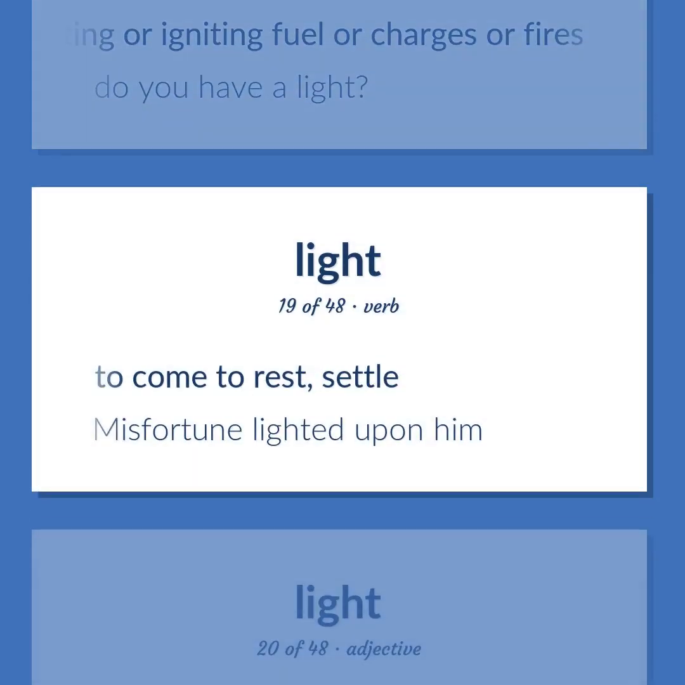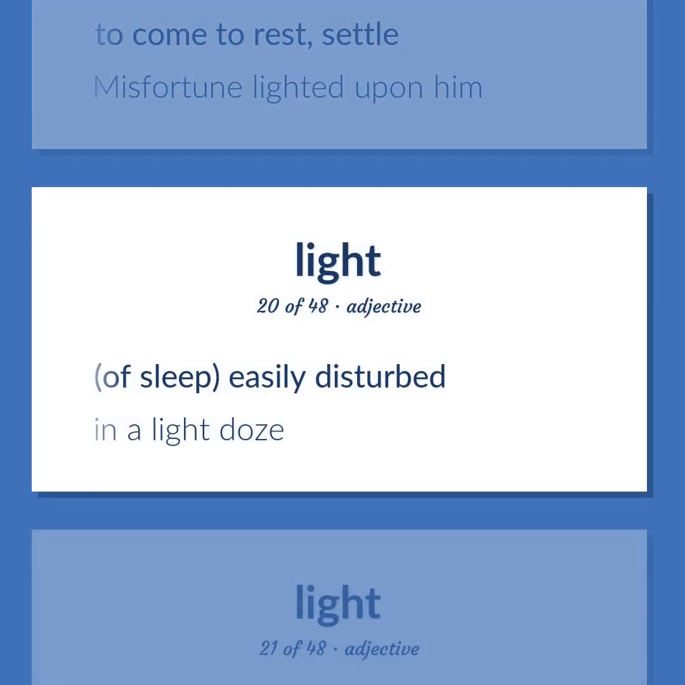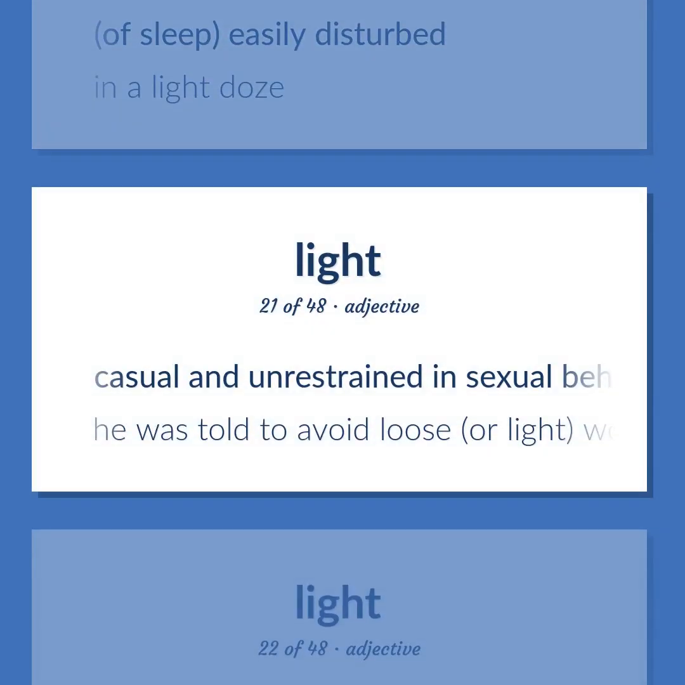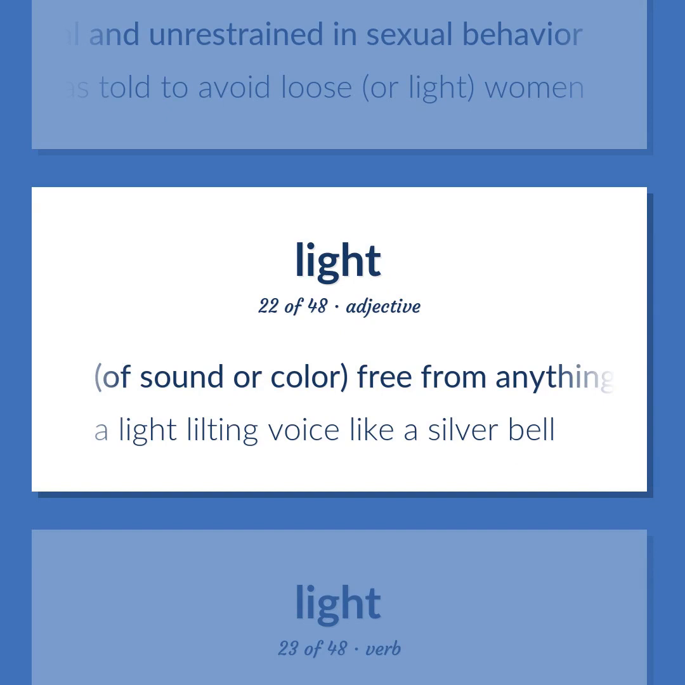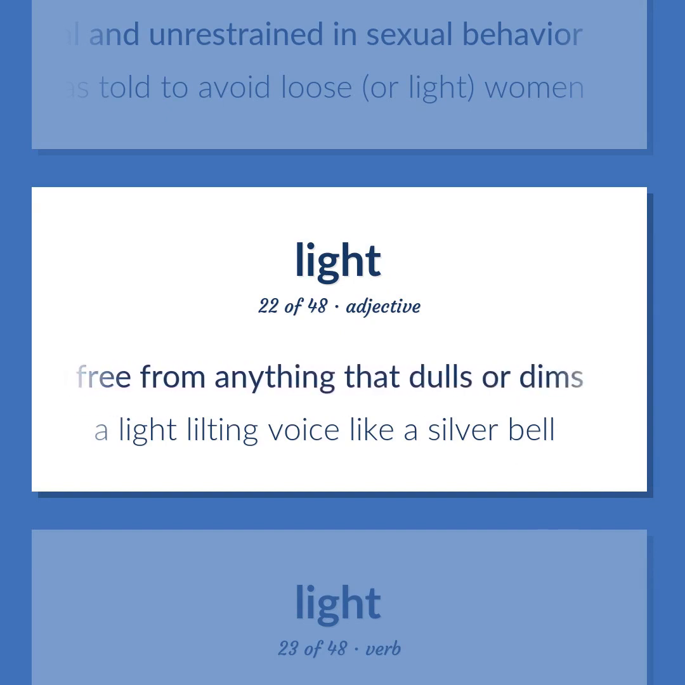To come to rest, settle. Misfortune lighted upon him. Of sleep, easily disturbed. In a light doze. Casual and unrestrained in sexual behavior. He was told to avoid loose, or light, women. Of sound or color, free from anything that dulls or dims. A light lilting voice like a silver bell.